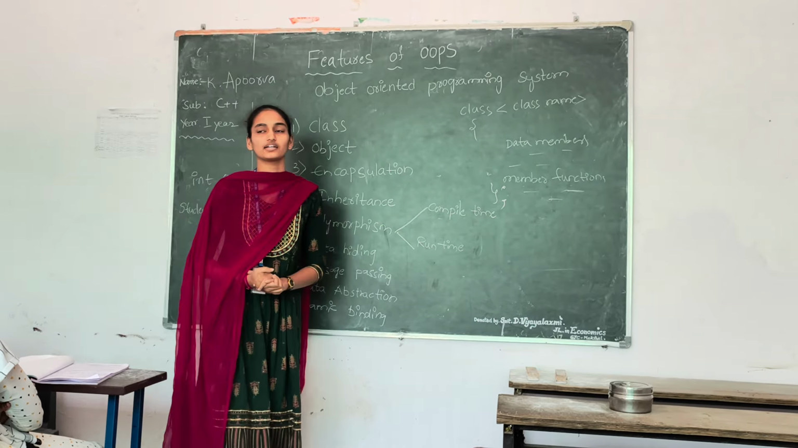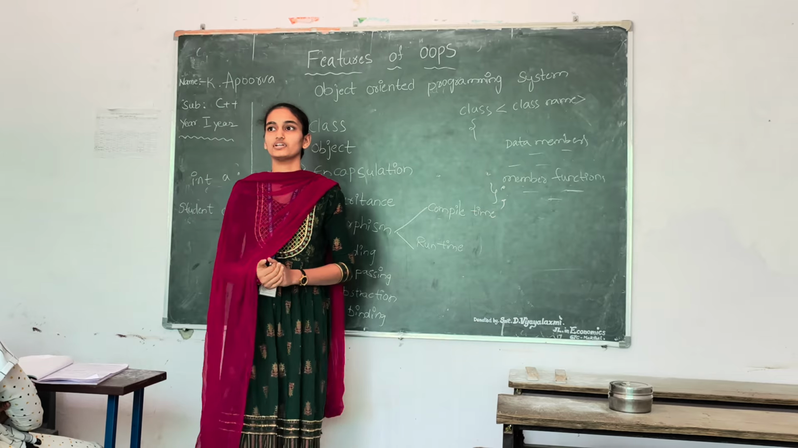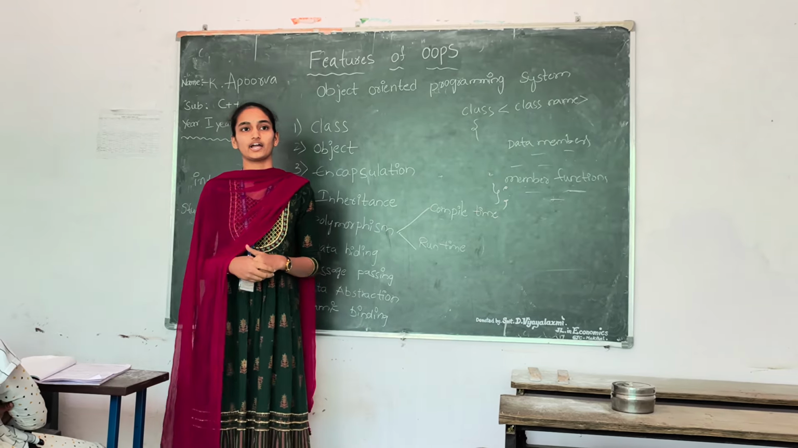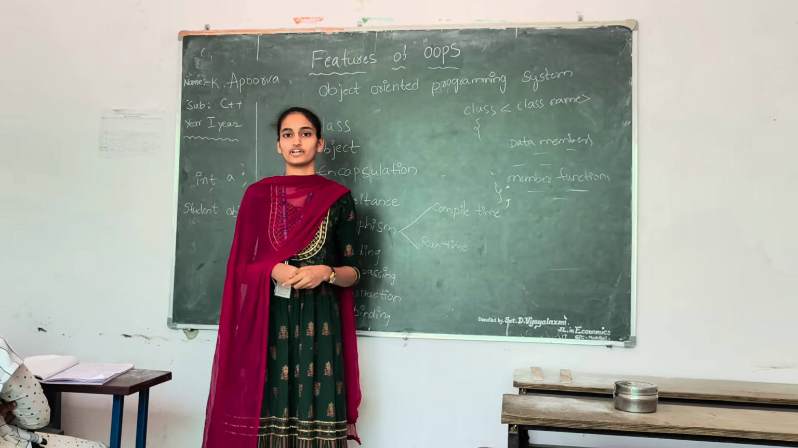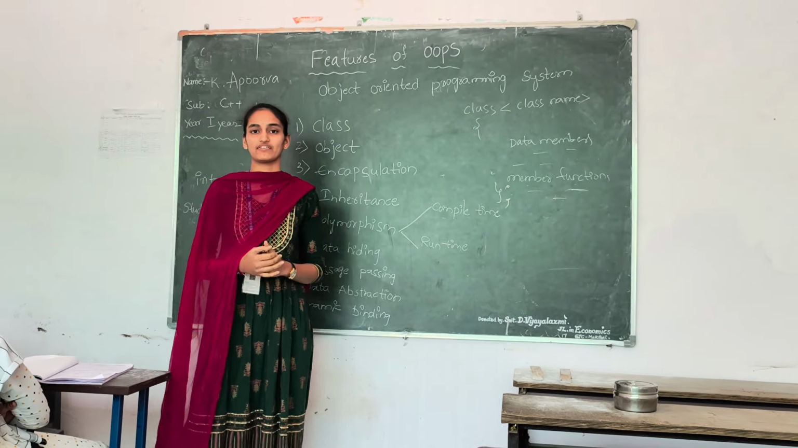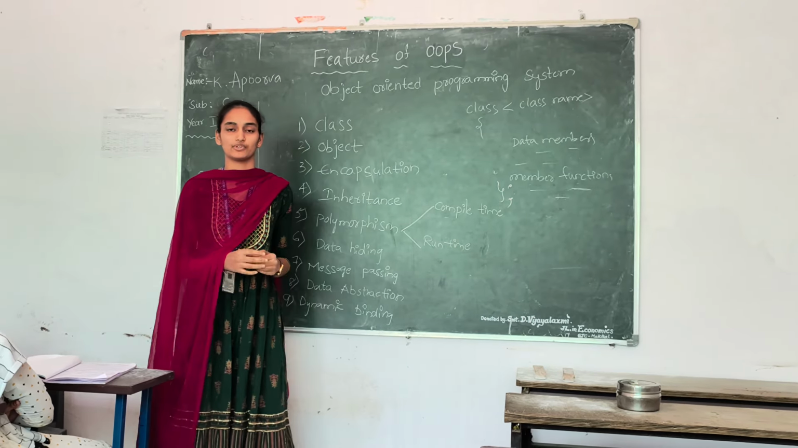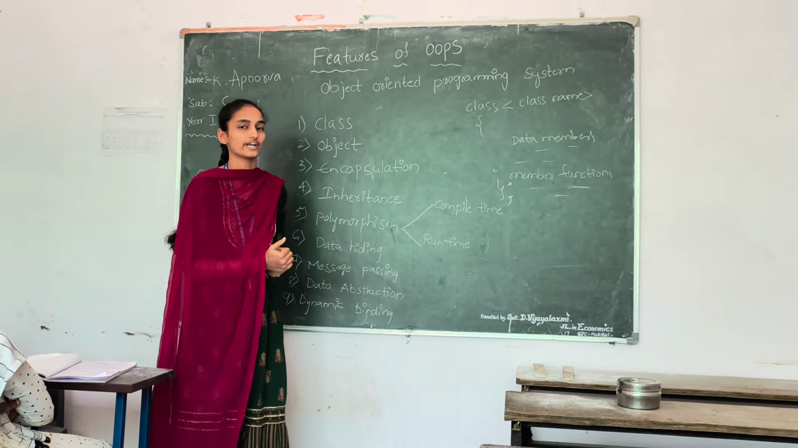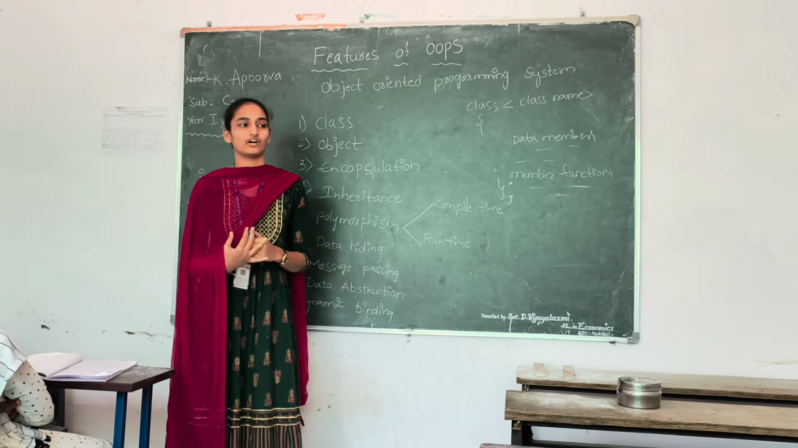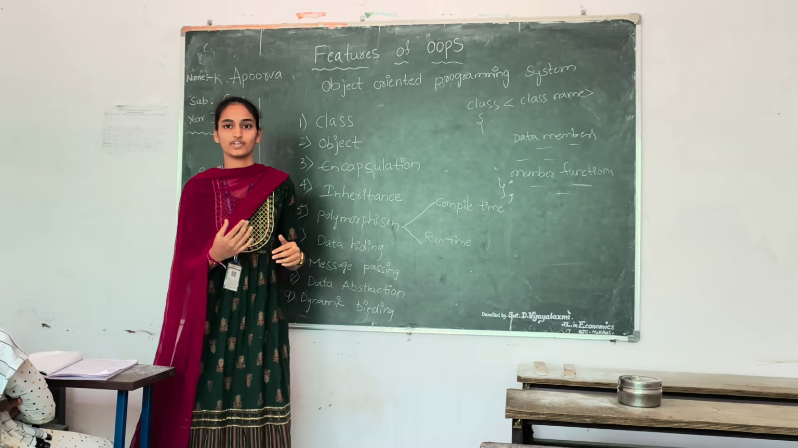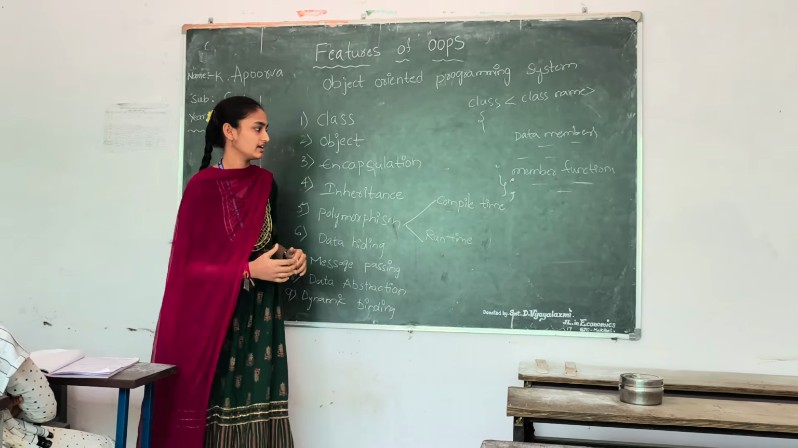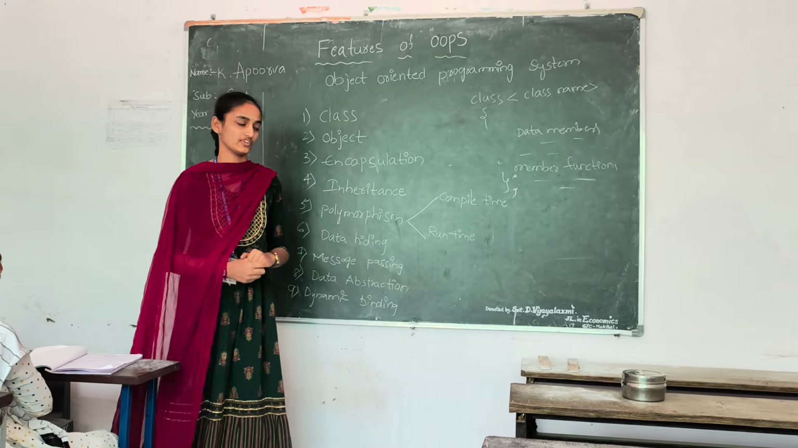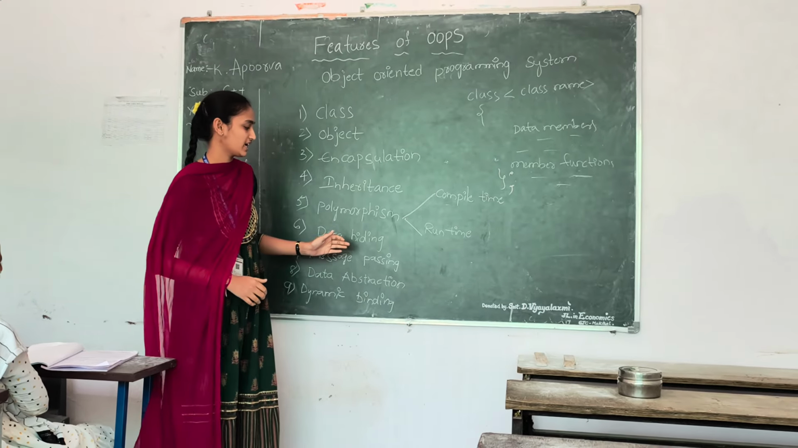Data hiding. Data hiding is nothing but hiding the information of a class, like we can hide the data members and member functions of a class by specifying them as private and protected. The private and protected members of a class are not accessible by outsiders. Hence, we can hide the data of a class by specifying private and protected members. This is all about data hiding.